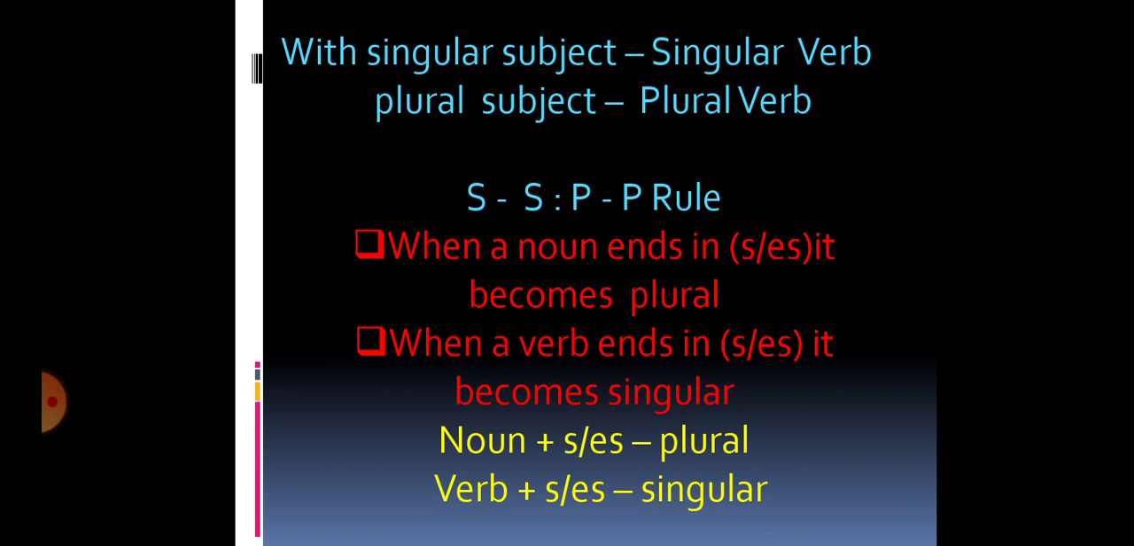Now when a noun ends in s or es, it becomes plural. And when a verb ends in s or es, it becomes singular, right opposite. So when at the end of a noun you add s or es, it becomes plural, and when at the end of a verb you add s or es, it becomes singular. Stick that in your head. Okay, so remember this: noun plus s or es is plural, verb plus s or es is singular.